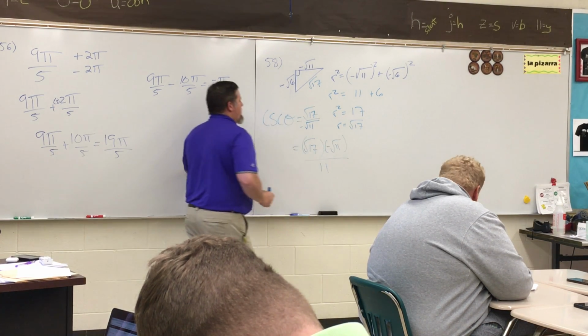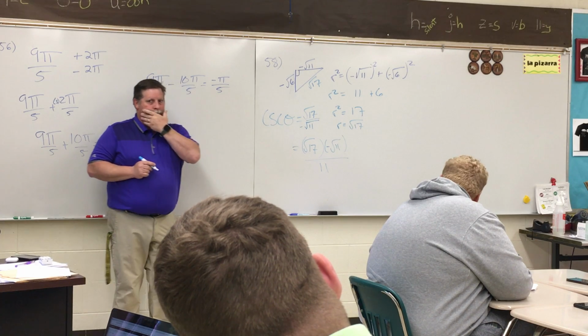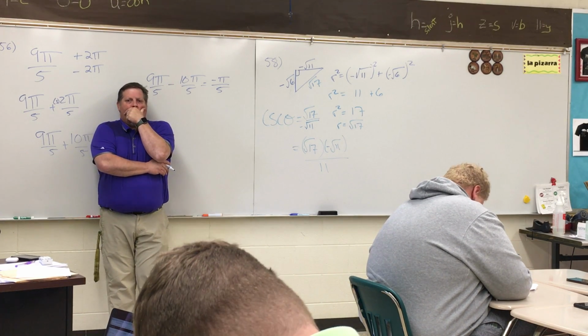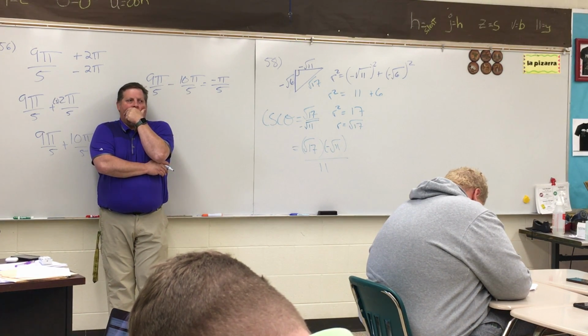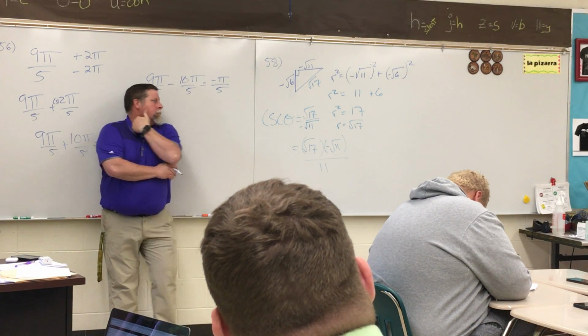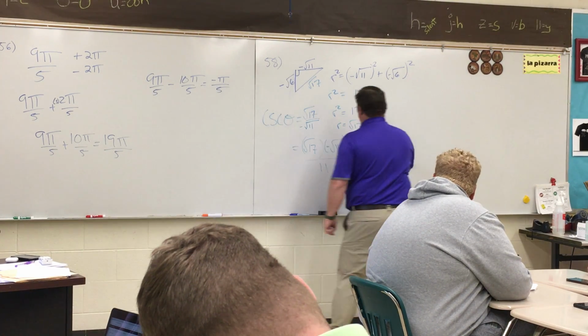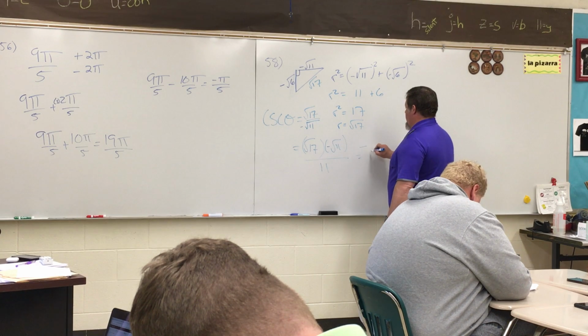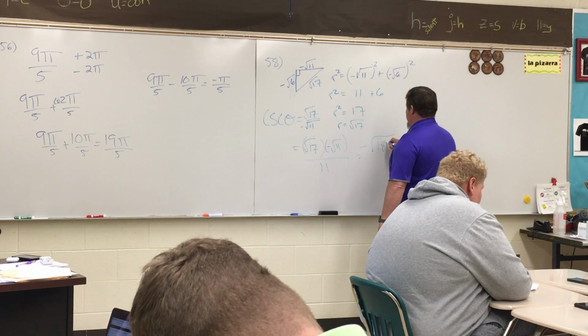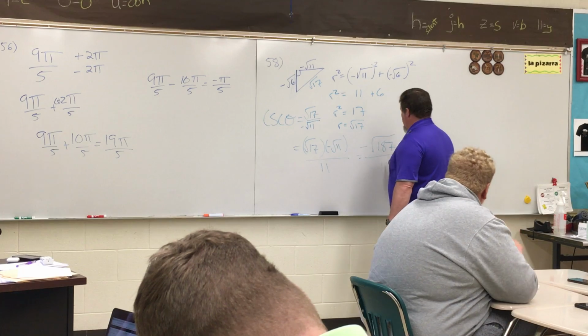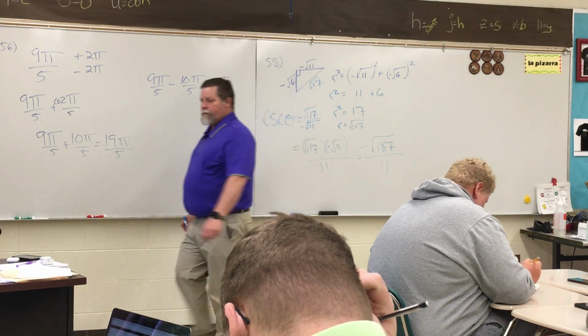What's 17 times 11? 187. Pull the negative to the front. Keegan calculated 187. You want to answer? D. It's D.